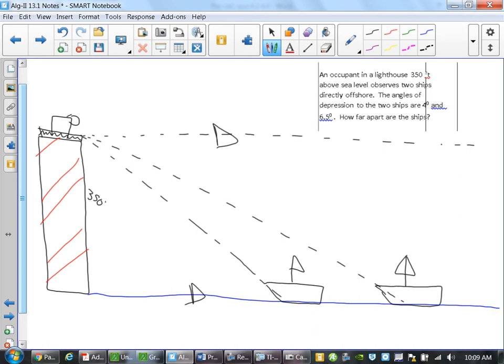One of them has an angle of depression at 4 degrees, and one has 6.5. Which one's which? The smaller one is the farther one. So this will be a 4 degree here, and that means this one is 6.5.